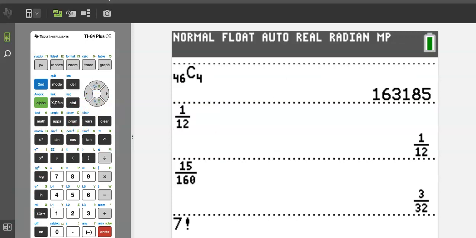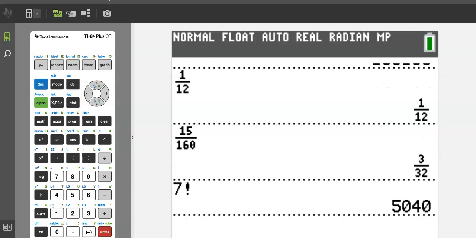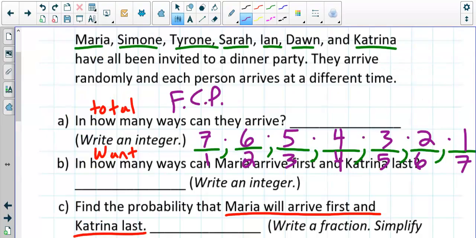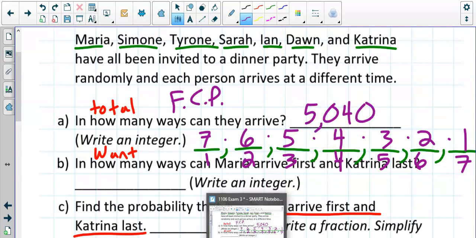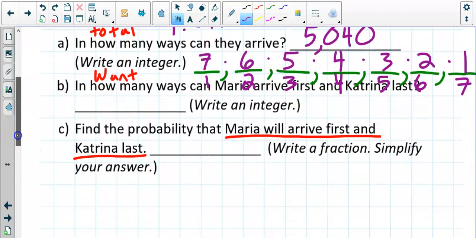All right, I'll hit enter again. Okay, I'll keep hitting enter. There we go. So there are 5,040 ways my 7 guests could arrive. Now, it's question B that we got to think about.